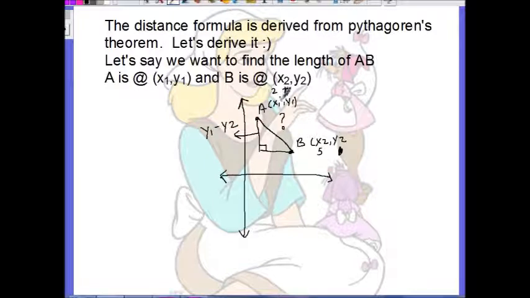Now, same thing with the x's. To figure how far we went horizontally, we would go from 2 to 5. We would be subtracting them. So here we go. x1 minus x2. Now, if we plug that into Pythagorean's theorem, where our length is our c squared because it's our hypotenuse, what we would have here is x1 minus x2 squared plus y1 minus y2 squared equals our c squared.